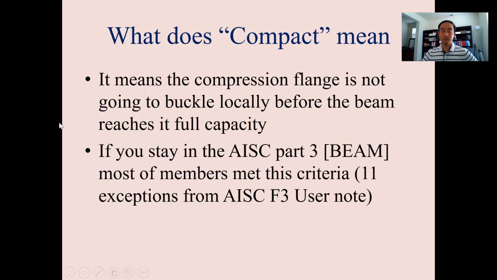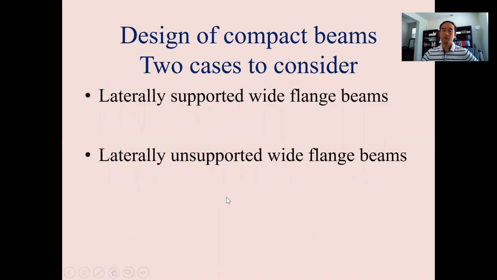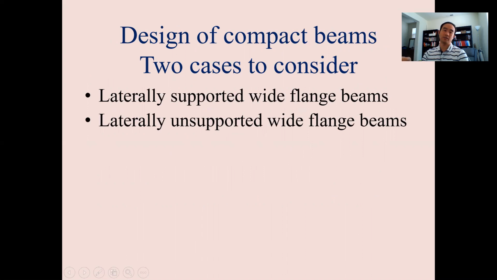Which is good, right? Because we can utilize the entire capacity of the beam before we have any kind of local buckling failure. Okay, so we're going to focus on the analysis and design of compact beams, and there are two cases that we're going to consider. One is laterally supported I-flange beams. The other one is laterally unsupported I-flange beams.